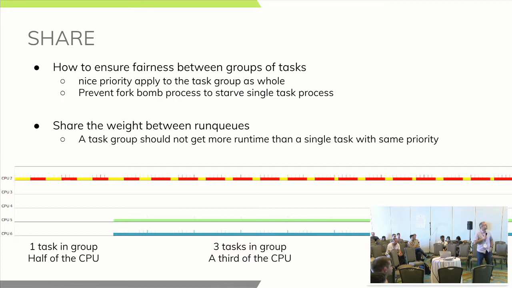So one type of cgroup is about sharing your priority between all the tasks in this group. And how do we ensure the fairness between these groups? So we have a nice priority, which now applies not on one task, but on a group of tasks. And these tasks can run on different CPUs, which means on different run queues. And in this case, yeah, I have put this example.